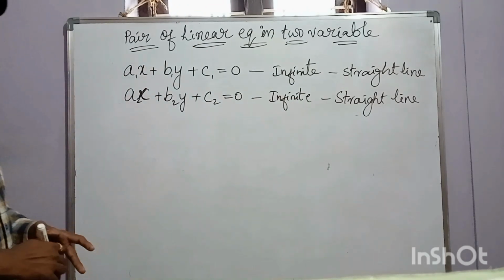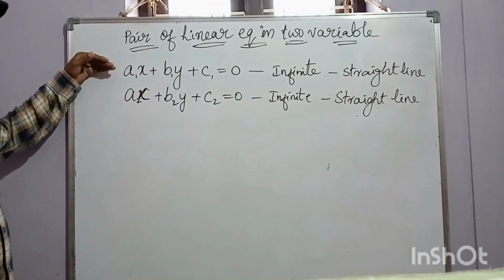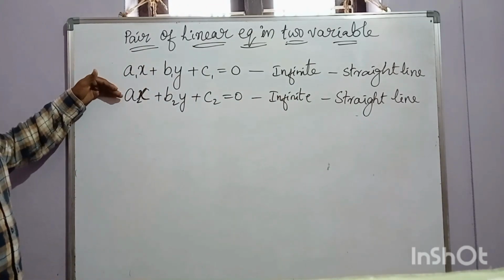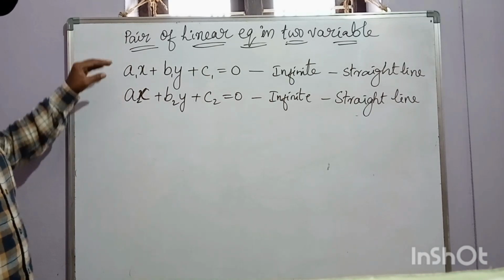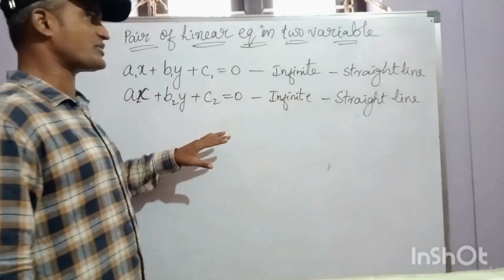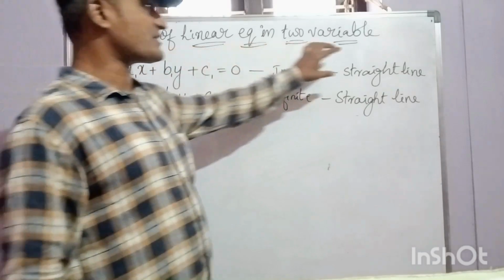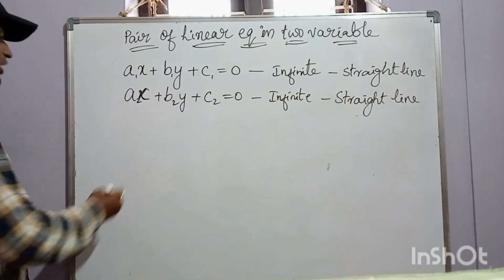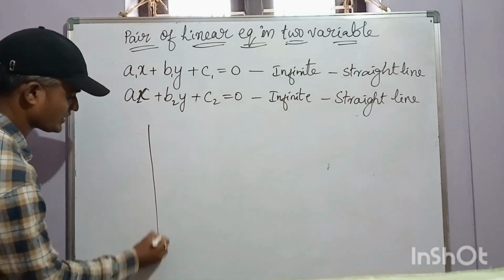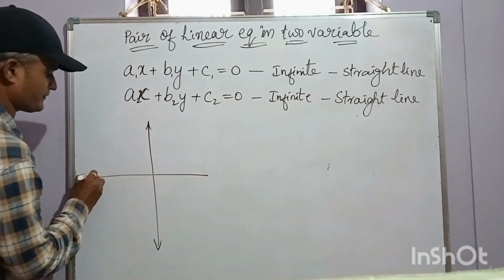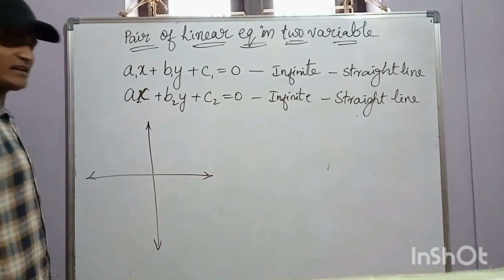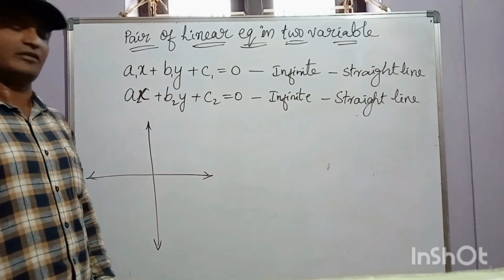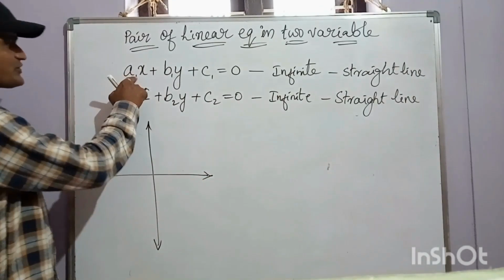So two equations we are taking in our question, a pair of equations. Both the equations have infinite solutions, and each equation represents one straight line. Just imagine how many different types of lines you can draw on the graph paper. You see that here there are two straight lines.